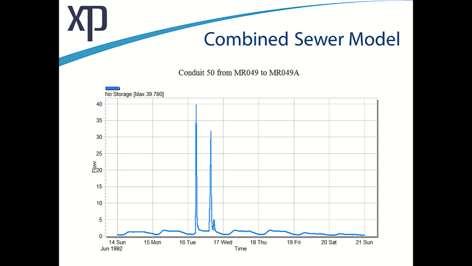But when we go to a combined sewer, you get an idea of the difference. It becomes significantly higher. We have 40 divided by 1.7 again. It's a peaking factor of almost 24. And that's what you expect to see in a combined sewer.